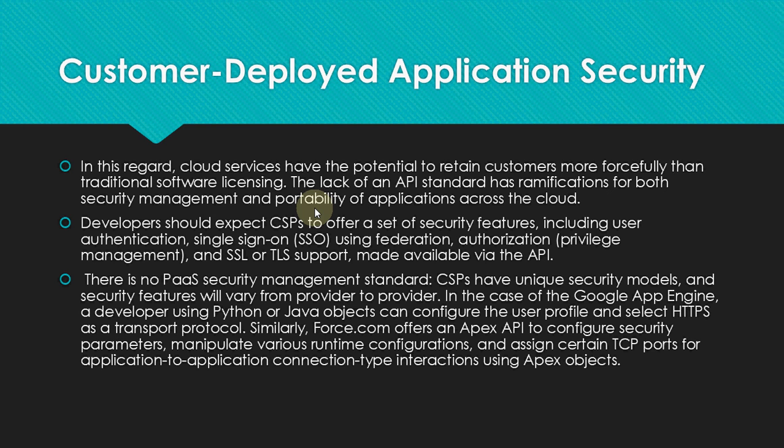Developers should expect that the CSP offers a set of security features, including user authentication, single sign-on using federation, authorization, privilege management, and SSL or TLS support made available via the API. Means it must be expected from the developer that the CSP should provide these things. There is no PaaS security management standard. Everybody is going their own way, so there is no standard security.